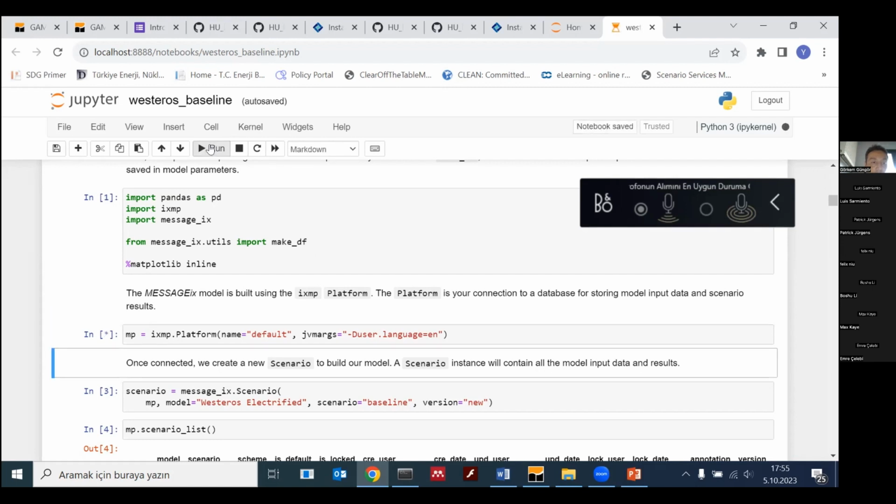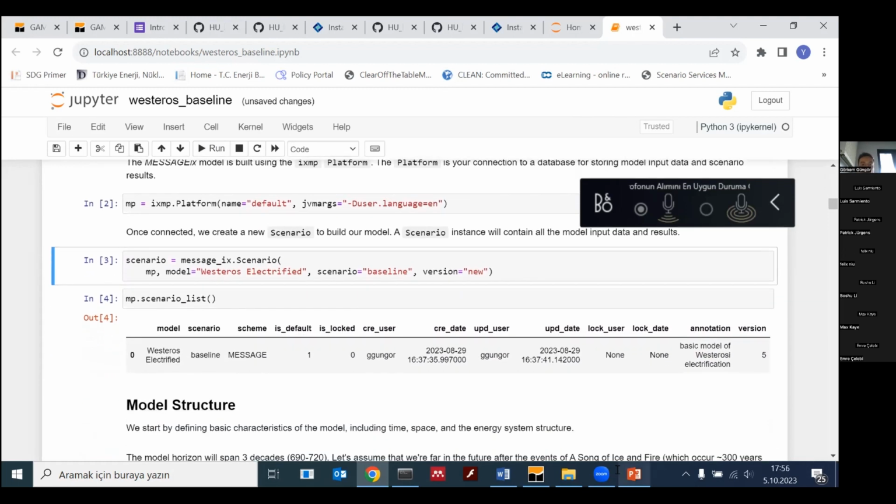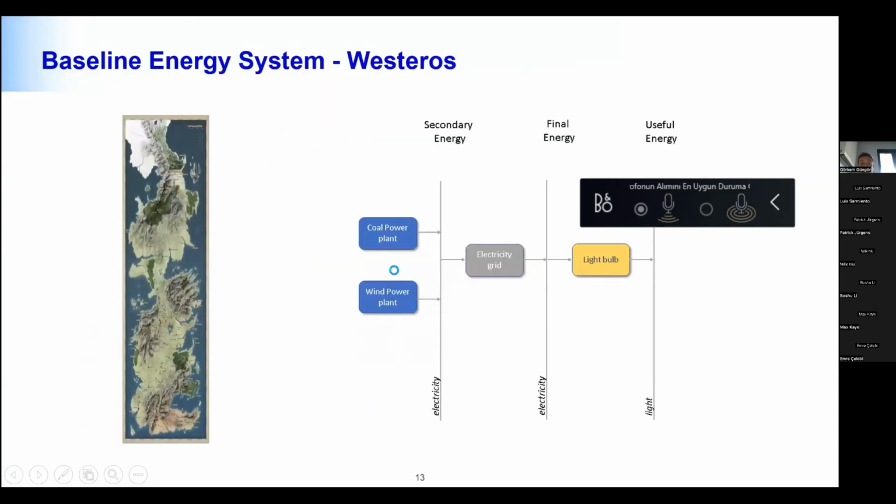We create an instance of the ixmp platform as mp in our computer. And now we will populate this instance with the baseline scenario for Westeros, where we have coal power plant and wind power plant technologies, which are generating electricity, and with transmission from the grid, from secondary to final energy. And we eventually have the useful energy demand as light, together with the technology for the light bulb.